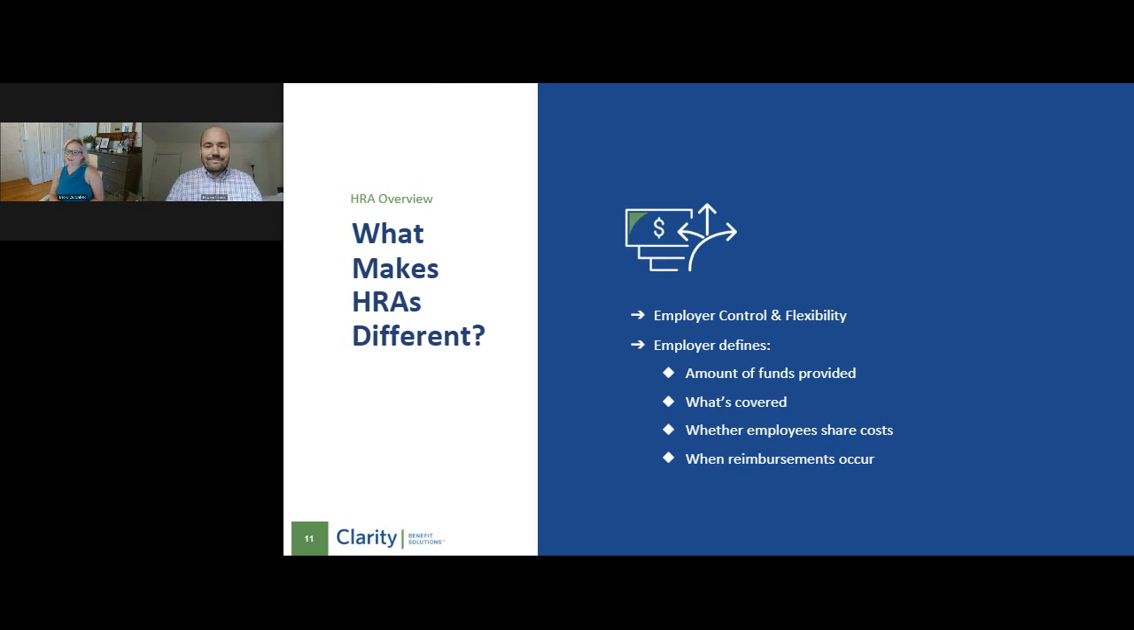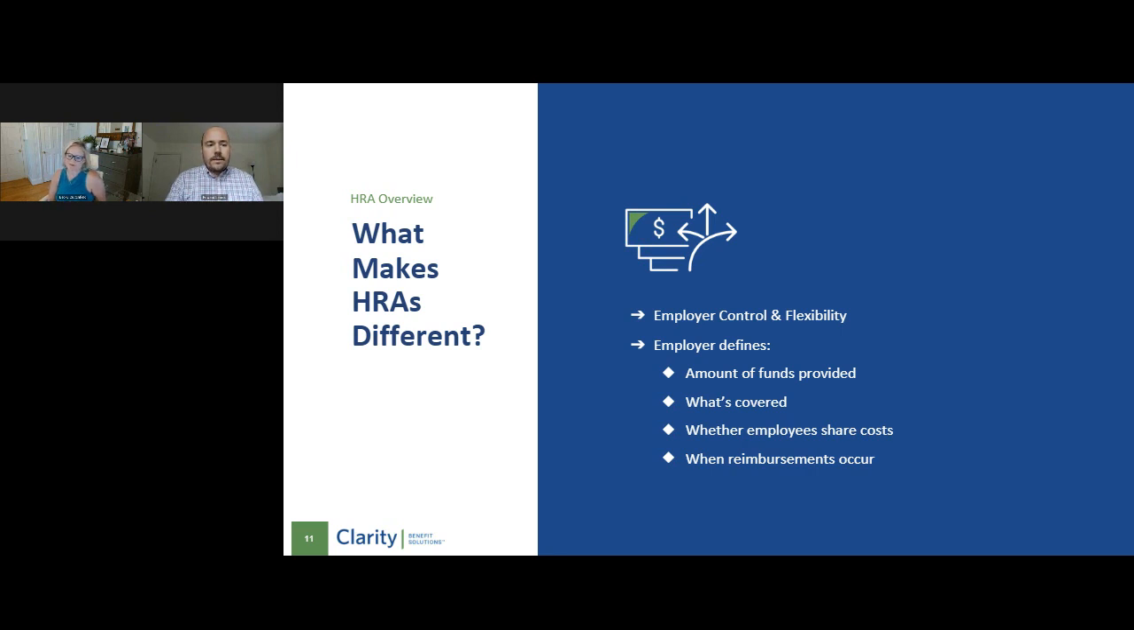Thanks, Eddie. Okay, so what really makes HRAs different from other employee benefits is the extent of employer control over the healthcare costs that HRAs deliver, along with the great flexibility in designing HRA plans. With HRAs, employers define the amount of funds provided, what's covered, whether employees share costs, and when the HRA is activated. We'll look at this in more detail when we talk about plan designs a little bit later. But Eddie, I'm hoping you can elaborate a little bit on this.